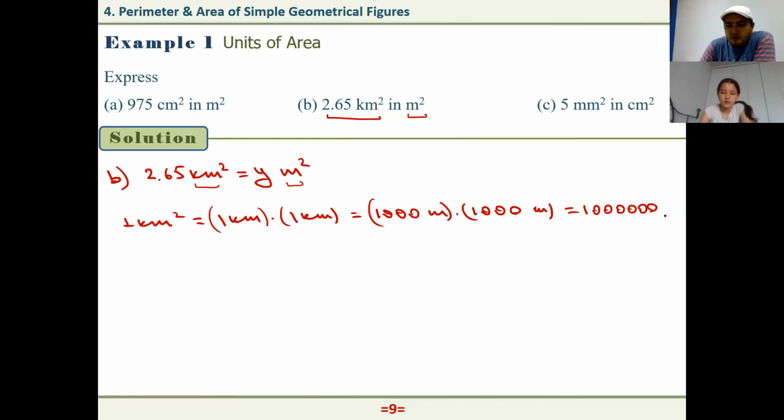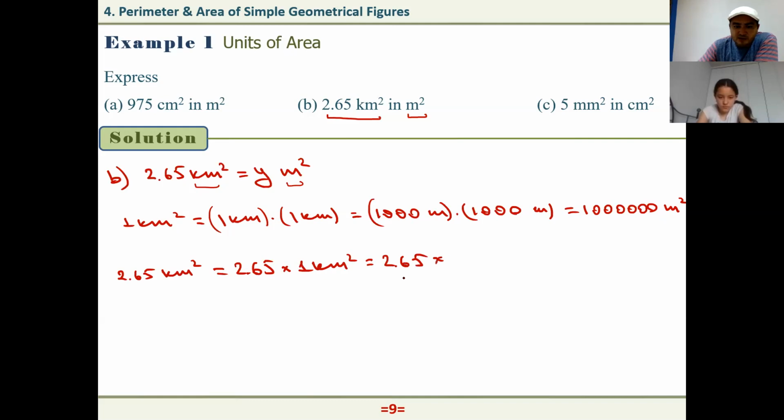And how about meter times meter? That is meter squared. So instead of this 1 kilometer squared, I can write this one. So 2.65 kilometers squared means 2.65 times 1 kilometer squared. What is 1 kilometer squared? From here, that's equal to 1 million square meters. Now, if I simplify the numerical part, 2.65 times 1 million, so that is 265, 2 zeros gone.